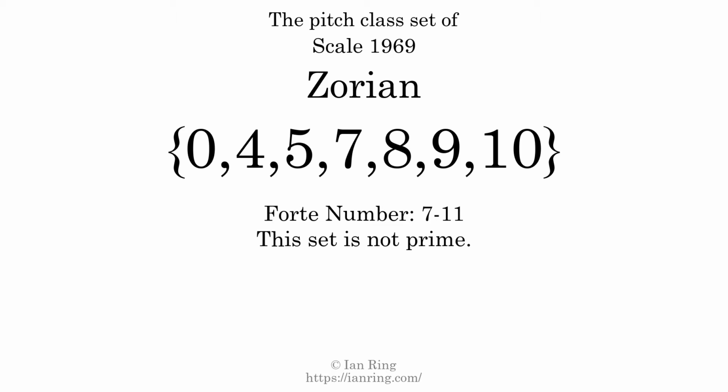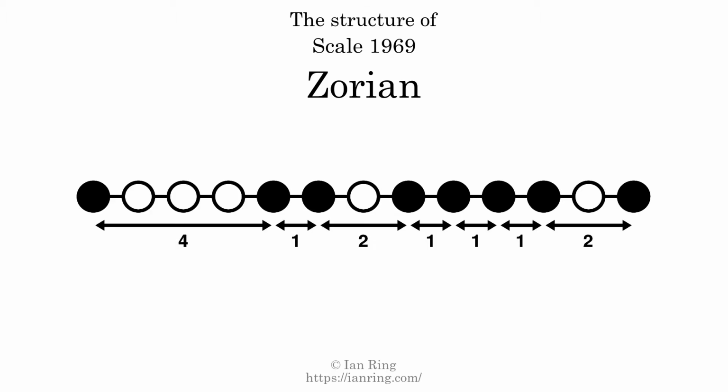The forte class is 7-11. This set is not prime. The structure of a scale is a description of the interval distance between each successive tone. This scale has a structure of 4, 1, 2, 1, 1, 1, 2.